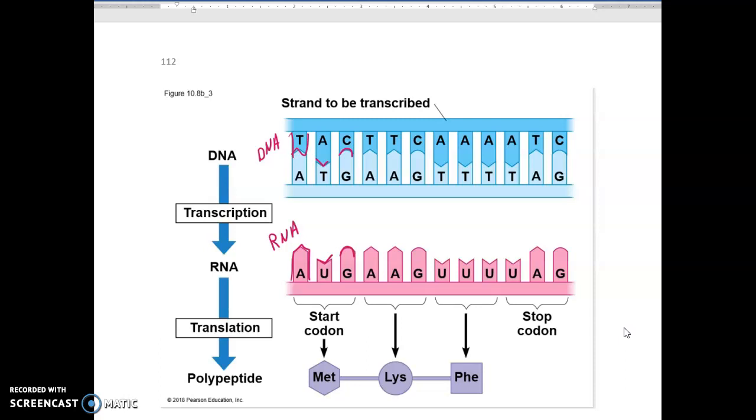So we've made RNA, and then if we look on our Rosetta Stone, AUG spells methionine, AAG spells lysine, and UUU will spell phenylalanine.